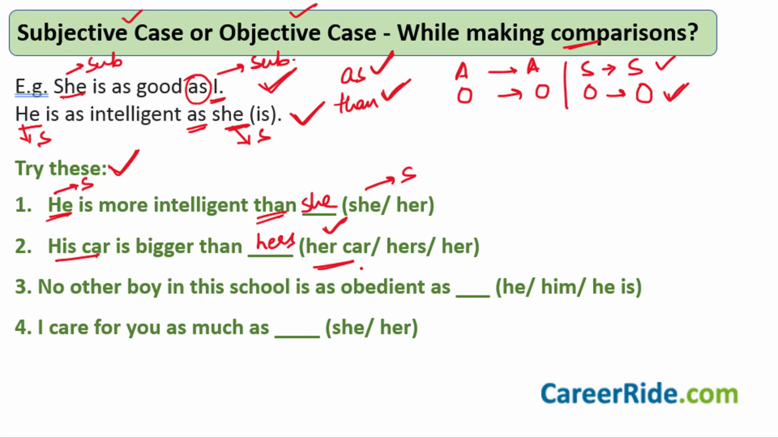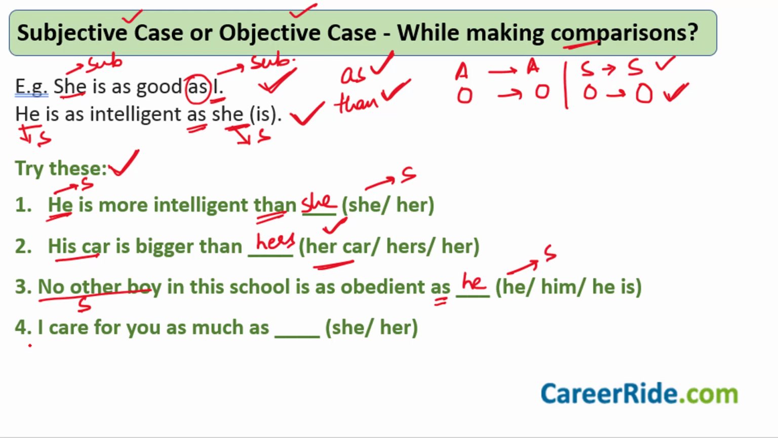Now see this third one. No other boy in this school is as obedient as dash. He, him, he is. What should it be? No other boy. This is being compared with somebody here. So this is the subject here. If this is the subject, no other boy in this school is as obedient as he. Right? Because this is the subjective case.